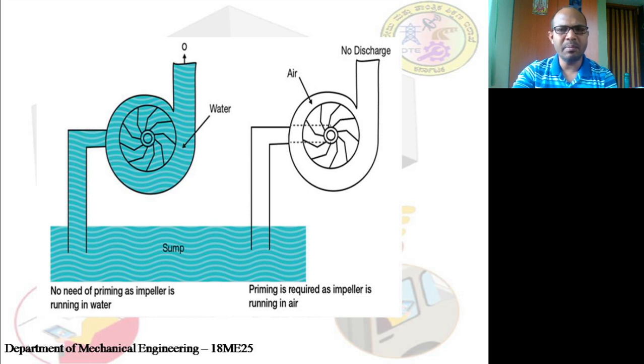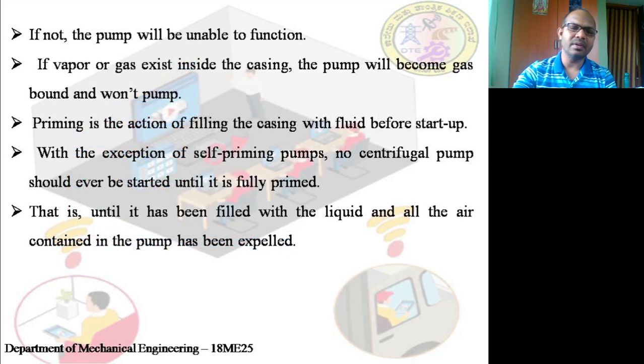So what happens? There may be some leakage or entrapment of air. So we open this place at some point above the impeller, and we fill this completely with water, so that the air will be displaced. Air will be taken out of the impeller or the pump itself. So it will be completely filled with water. Then we start the pumps and it works effectively. This is the idea behind this. If not, the pump will be unable to function.